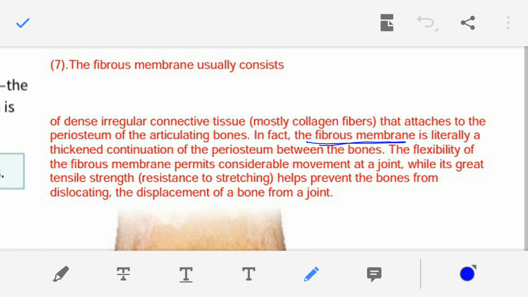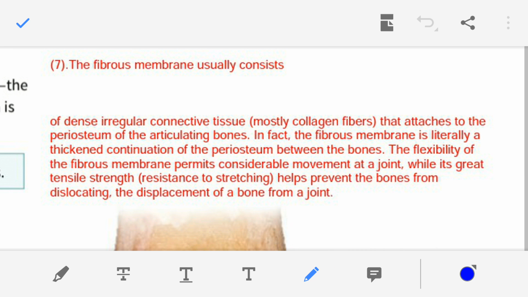Now, what is the fibrous membrane? The fibrous membrane is literally a thickened continuation of the periosteum between the bones. So, the periosteum of the bones is continued, and that continued layer is known as the fibrous membrane.